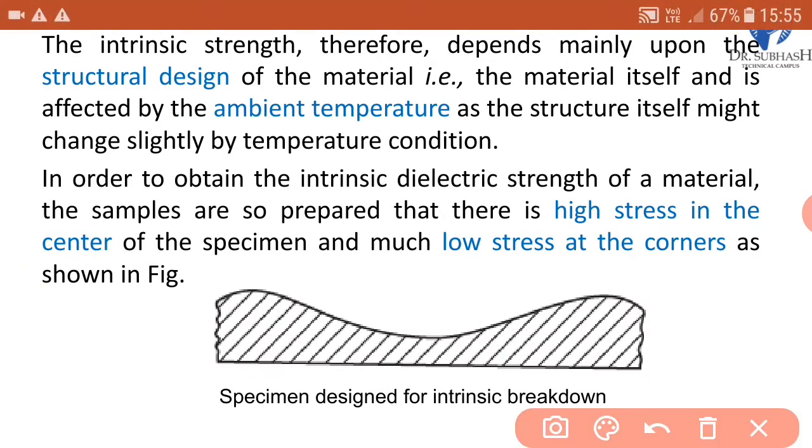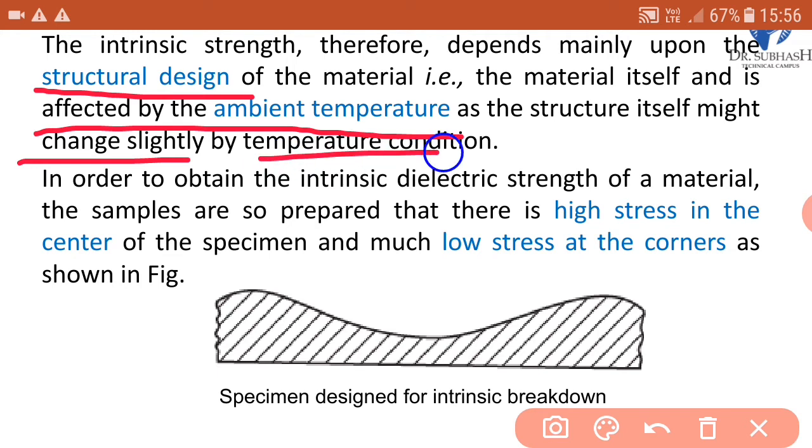The intrinsic strength therefore depends mainly upon the structural design of the material. It means the material itself, and it is affected by the ambient temperature, as the structure itself might change slightly with temperature conditions.